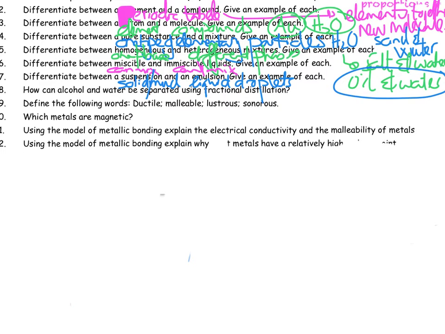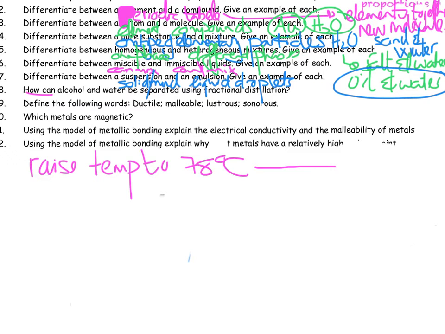How can alcohol and water be separated using fractional distillation? So we have to raise the temperature to about 78 degrees centigrade. That's the boiling point of alcohol. The temperature will then stay constant whilst all the alcohol boils off. You would use a Liebig condenser to recondense it and collect the alcohol.